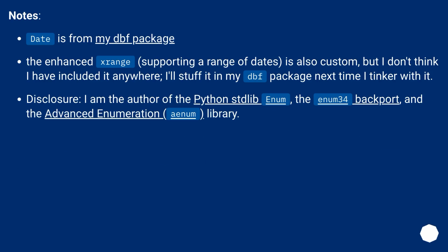Notes. Date is from my DBF package. The enhanced range, supporting a range of dates, is also custom, but I don't think I have included it anywhere. I'll stuff it in my DBF package next time I tinker with it. Disclosure, I am the author of the Python stdlib Enum, the enum34 backport, and the Advanced Enumeration (aenum) library.